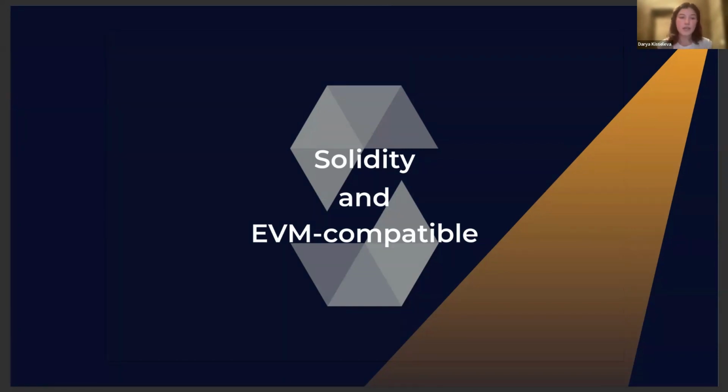We have a wide range of networks, layer 2 solutions, and sidechains to deploy. And the next decision to make is what to choose, deploying to the main network or deploying to a sidechain. What are the pros and cons of each approach?